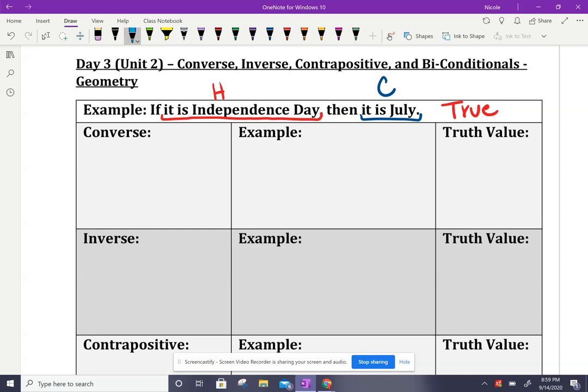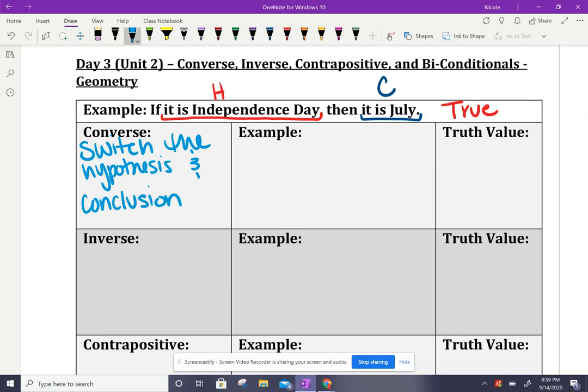Now we're going to look at writing the converse, inverse, and contrapositive of this statement. We're going to be changing some things, switching some things, and then checking to see if the truth value holds true each time. When we do the converse, we switch the hypothesis and the conclusion. We just switch their places. The if and then stay put, but the phrases for the hypothesis and the conclusion switch places.